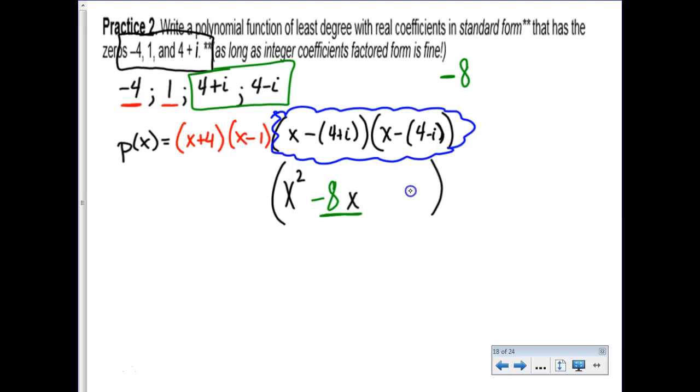And then the last number is the product. So think about what would happen if you multiplied 4 plus i times 4 minus i together. So a little conjugate action. You get 16 minus i squared. But we know i squared is really negative 1. So that's 16 plus 1. So it's 17. Oh boy, here we go.